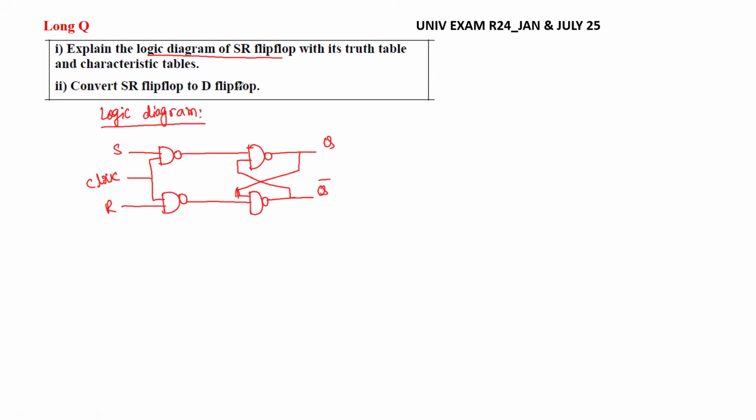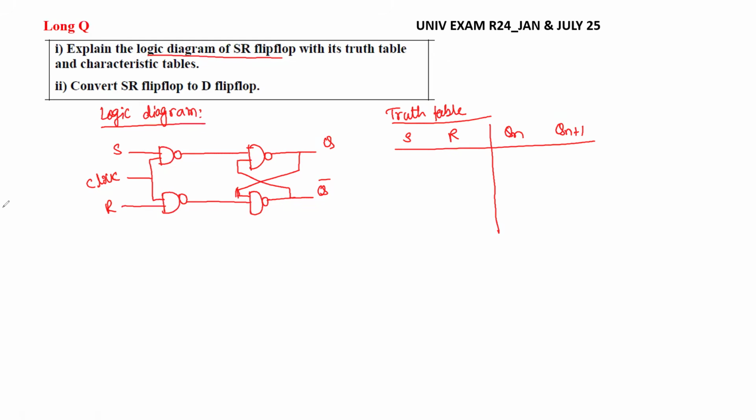Now we have to write the truth table for this one. Here the truth table will have the values of S and R, the present state, and the next state.